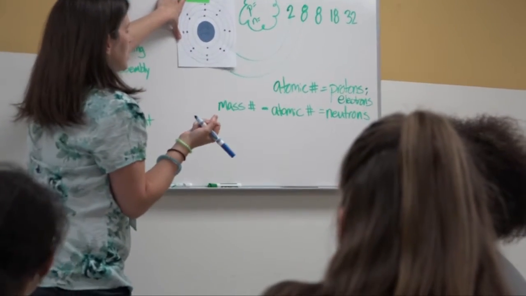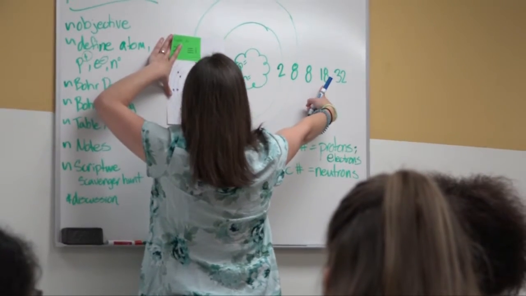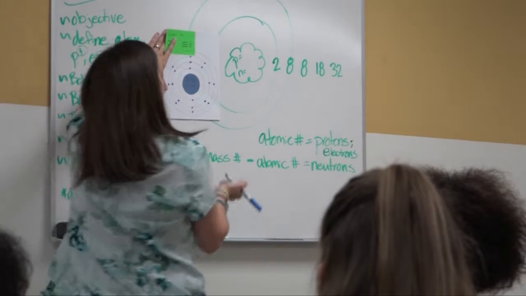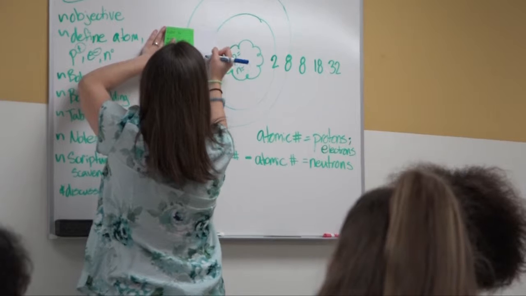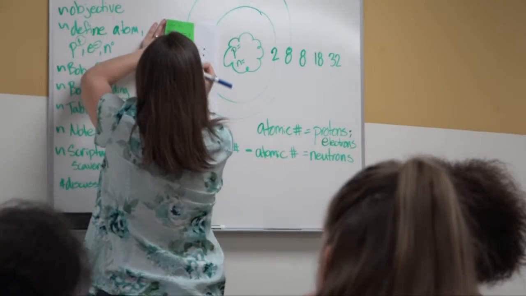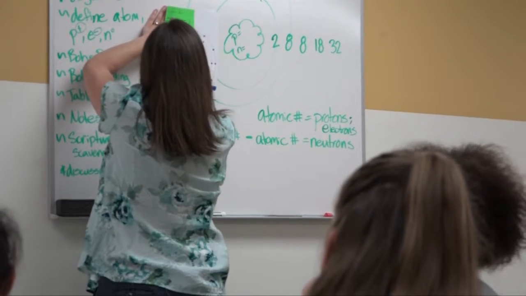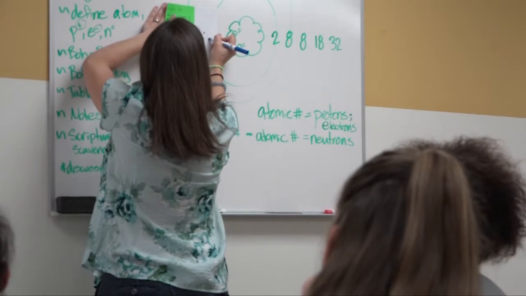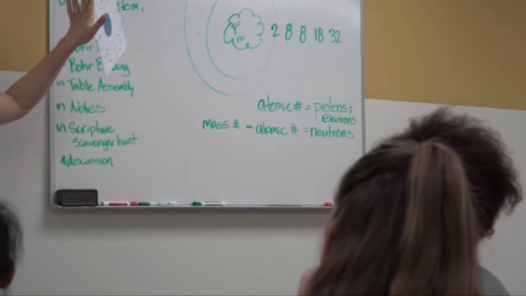And to get up to 36, I need 18 more. So I'm following this pattern right here: 2, 8, 8, 18. And this is going to be the highest one. You guys won't have to deal with the 32 today. So we're going to put 18 electrons on this one. So 1, 2, 3, 4, 5, 6, 7, 8, 9, 10, 11, 12, 13, 14, 15, 16, 17, 18. And that's going to give me my finished board diagram.